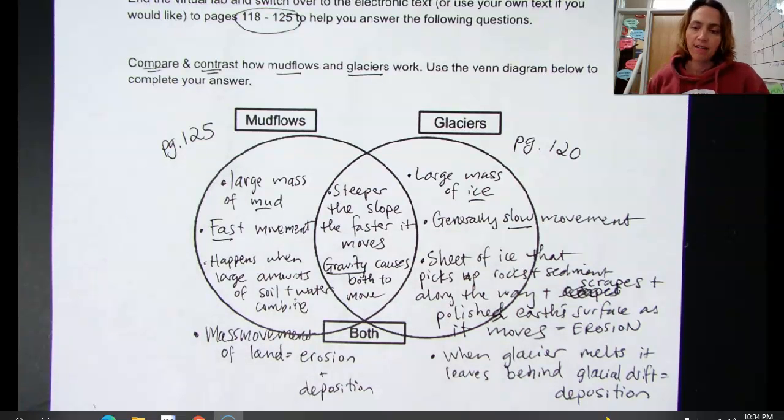So, on page 125, that's where you got information about mud flows. It was basically just a paragraph. And on page 120, that's where you got information about glaciers. So what are some differences?